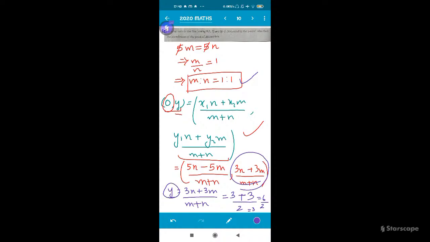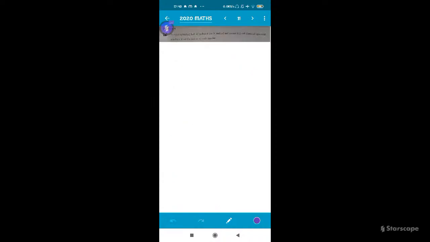So what are the coordinates of the point of intersection? It will be (0, 3). It was (0, y), so (0, 3) is the answer. So I hope this question is also clear to you. Alright, then let's move on to the next question.